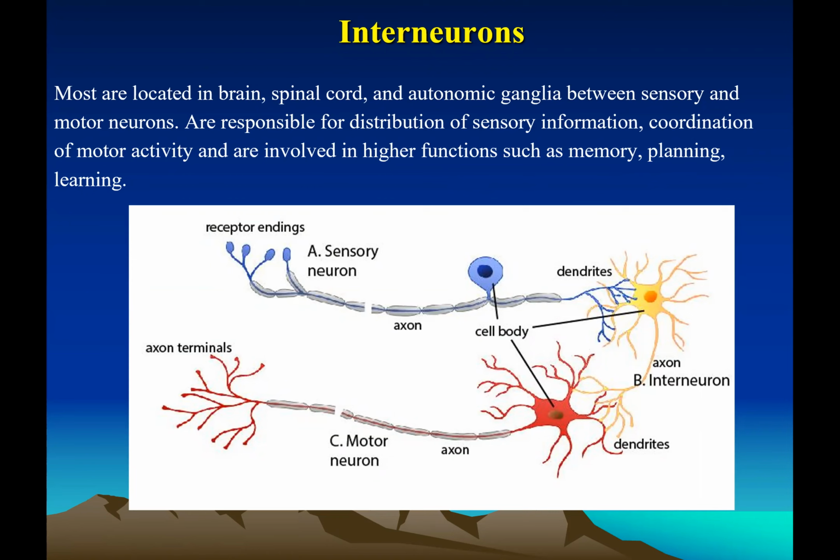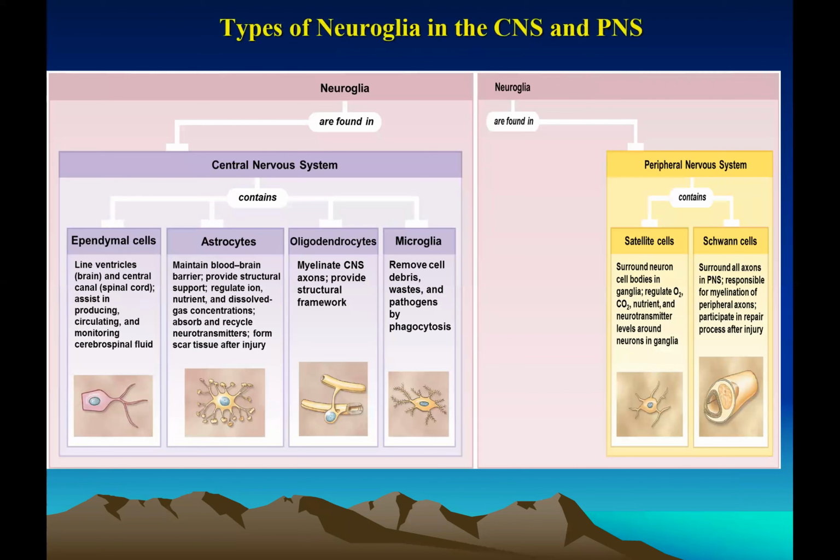So we studied the neuron structure. We'll now study how the helper cells, or the neuroglia, look. In the central nervous system, there are 4 main cells, and in the peripheral nervous system, there are 2 main cells. Ependymal cells line the ventricles of the brain and the central canal of the spinal cord, and they are responsible for producing and circulating the cerebrospinal fluid. This is the structure of an ependymal cell.